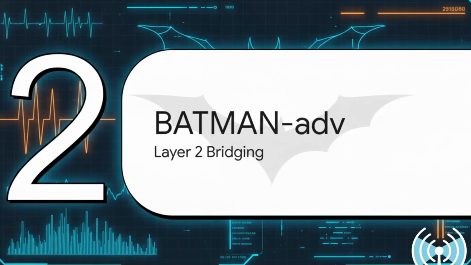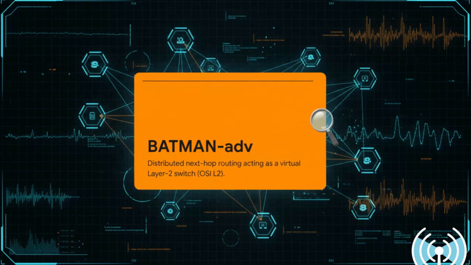Moving on to Part 2, BATMAN-adv, and the magic of Layer 2 bridging. So let's open the dossier on our first software protocol, BATMAN-adv. This one operates purely at Layer 2, and what that means for you in the field is that it entirely bypasses traditional IP routing overhead. Instead, it acts like a massive virtual Layer 2 switch. It bridges all your participating nodes together so that your devices act exactly as if they're plugged into one single flat Ethernet switch. Pretty wild, right?